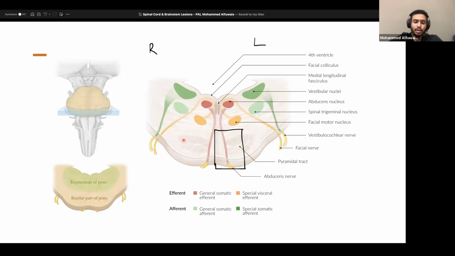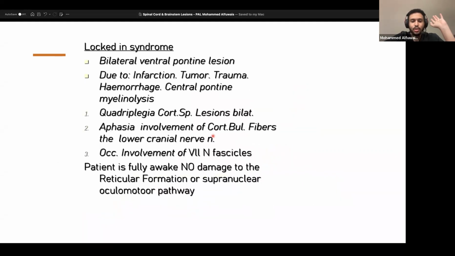So this will lead to this part, okay, which is the corticospinal and corticobulbar tracts are gone. Okay, so you'll have quadriplegia. Okay, you cannot move, you can't do anything at all. The only thing that's spared is going to be the eye movements. That's what happens in locked-in syndrome. Okay, so it can, however, happen from other causes because it's a bilateral ventral pontine lesion. Okay, so it's anything from the ventral pons.